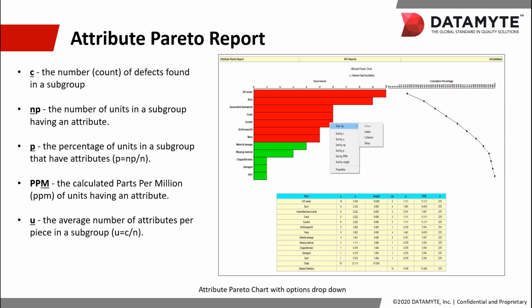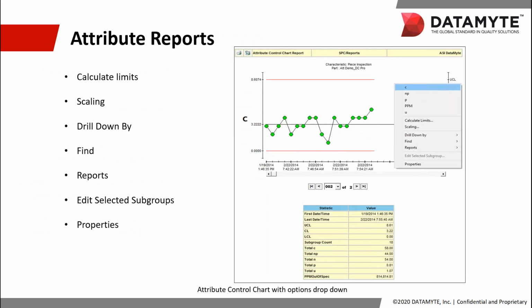The attribute control chart and Pareto chart groups all types of recorded defects into one view from which you can use different attribute statistics, so your C, P, NP, etc., without having to reload your current data set. They also offer drill down options by defect, labels, setup, or collector. The control chart provides support for calculating control limits and populating other attribute reports.